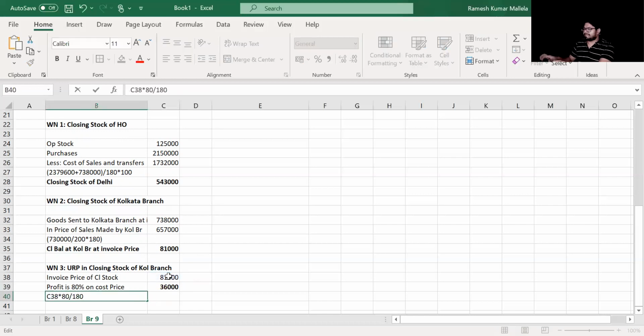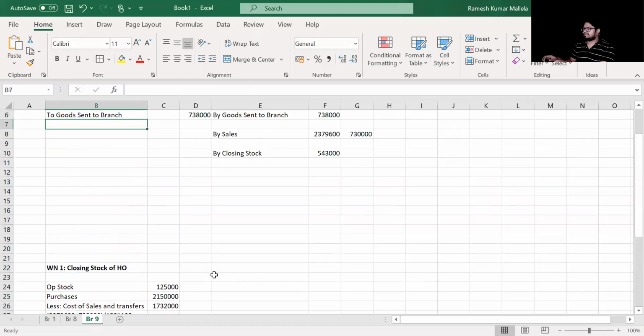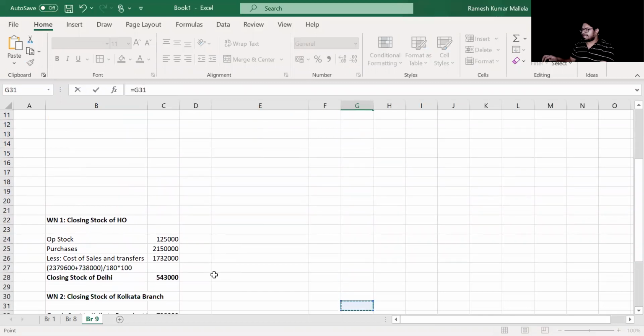So I am removing it here for your calculation sake. Or you can directly take it as 81,000. Okay. 81,000 into 80 divided by 180. I get to know what is the unrealized profit in closing stock of Kolkata branch. So with this, all workings are done. Let us go ahead with closing stock. Closing stock of branch is going to be 81,000.